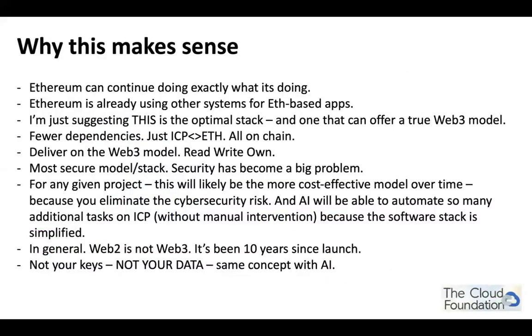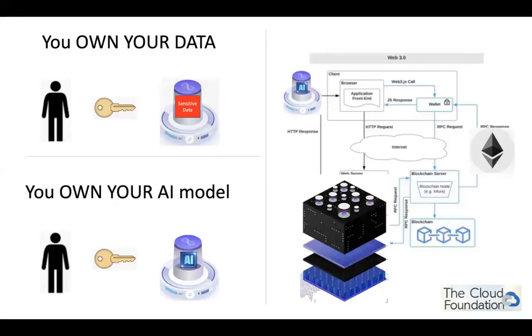For any given project, this will likely be more cost-effective over time because you eliminate the cybersecurity risk. And AI will be able to automate so many additional tasks on ICP without manual intervention because the software stack is simplified. In general, Web2 is not Web3. It's been 10 years since launch, and I do think it's time for the public conversation to start moving forward about true end-to-end on-chain solutions. Not your keys, not your data, and it's the exact same concept with AI.